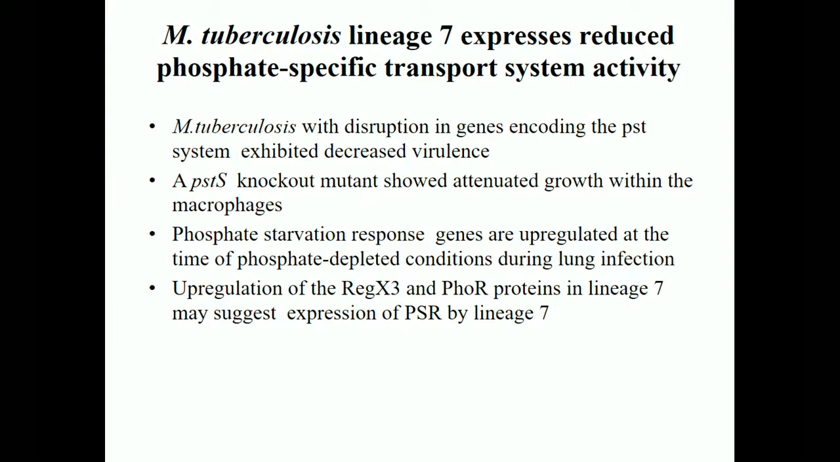Earlier studies have shown that MTB with disruption in genes encoding the PST system exhibited decreased virulence, and a PST knockout mutant showed attenuated growth within the macrophage. So the downregulation of proteins involved in phosphate uptake may affect lineage 7 growth.